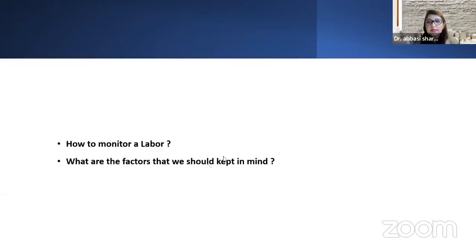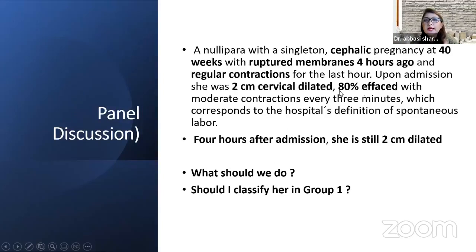A question has been put for Amita madam: a nullipara with a single pregnancy at 40 weeks, with ruptured membranes for 4 hours and regular contractions for the last hour. Upon admission, she was 2 centimeters cervical dilated, 80% effaced, with moderate contractions every 3 minutes, which corresponds to the hospital definition of spontaneous labor. And 4 hours after admission, she is still 2 centimeters dilated.